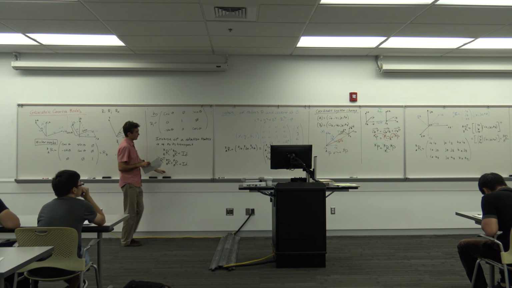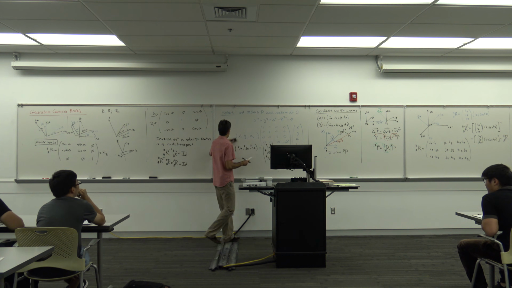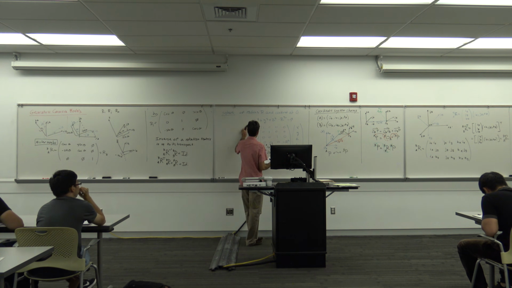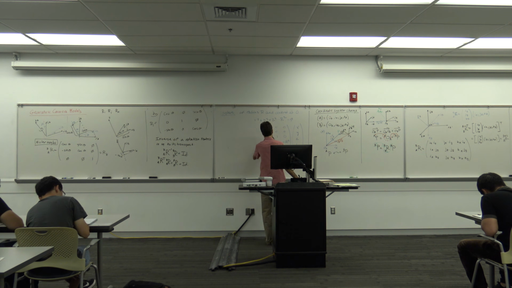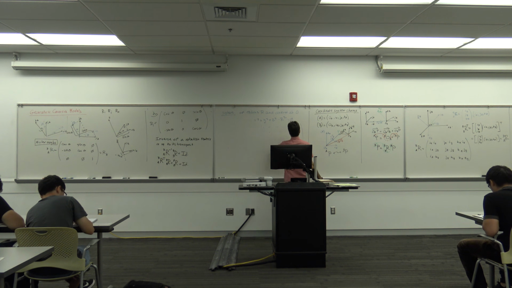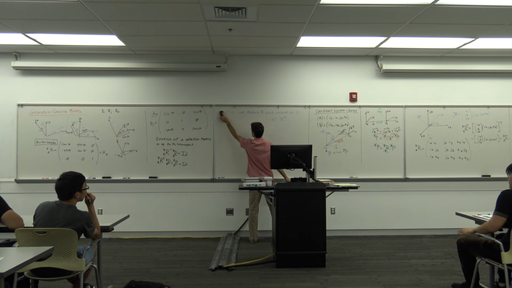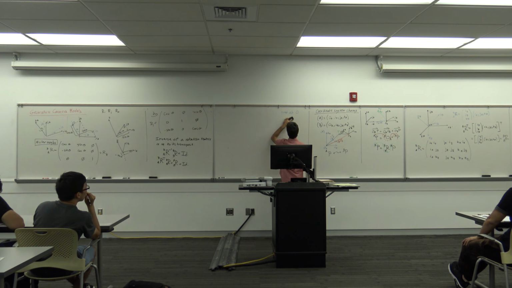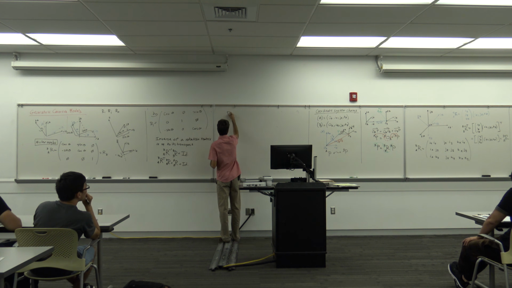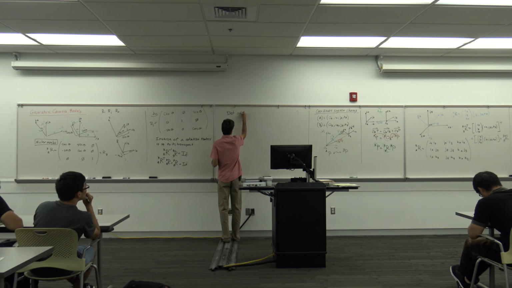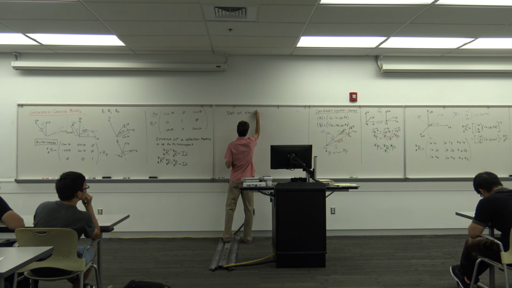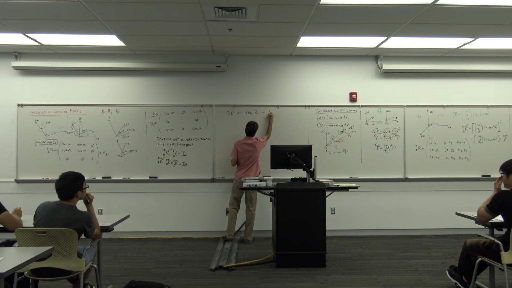All right, let's see more things. The determinant of the rotation matrix is equal to 1. Think about this for a second. The determinant of the rotation matrix R is 1.